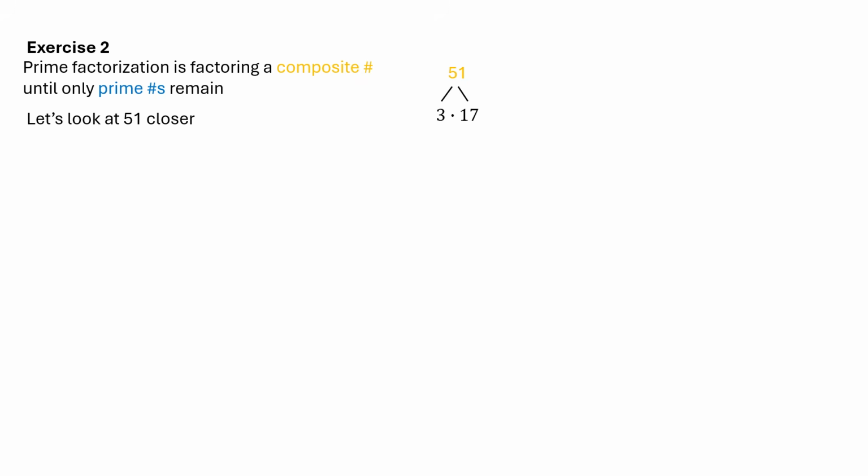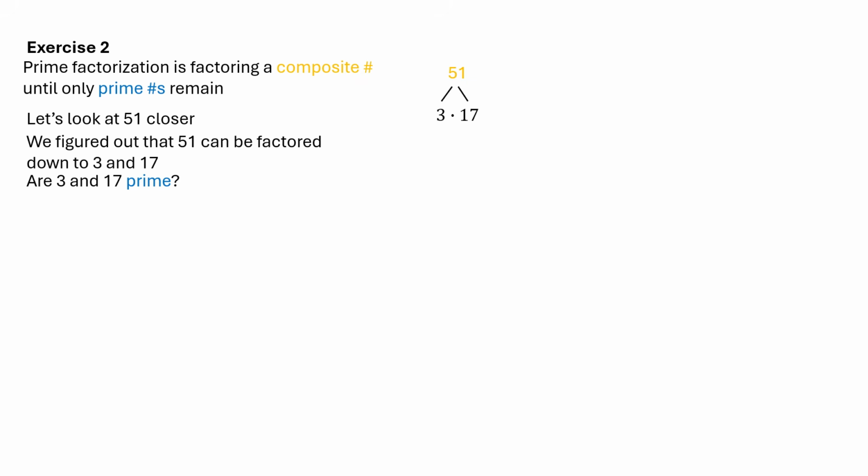So let's take a closer look at it. We figured out that 51 can be factored down to 3 and 17, like I said. Are 3 and 17 prime numbers? Yes, they both are. And therefore, we're done with prime factorization. 3 times 17 is as far down as you can break it.